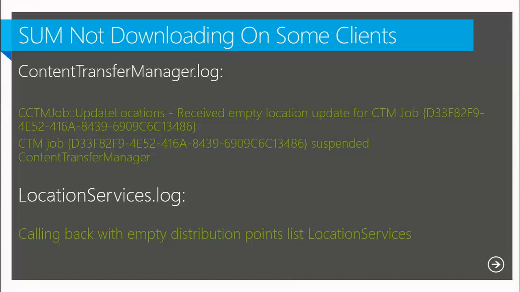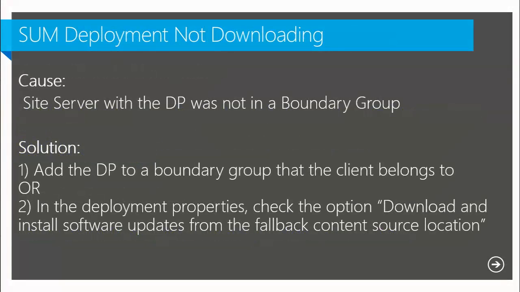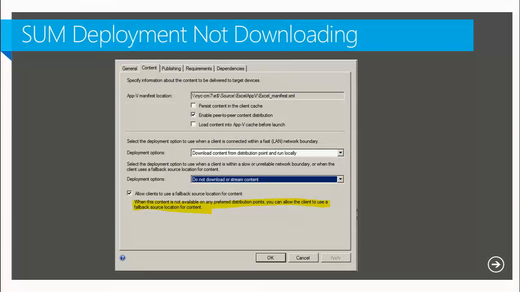When you see empty location update for CTM job, generally that will mean that it's a boundary issue. And so it turned out that you could either add the DP to the boundary group that the client belongs to, that's a big deal, or in the deployment properties, you could check download and install software from the fallback content source location. That's a workaround for that. So that's an option that you can use. And then here's that setting, if you want to know where that is.